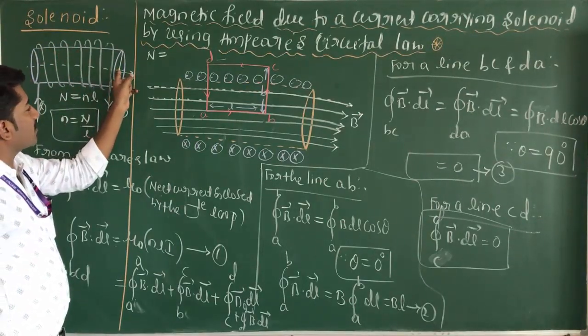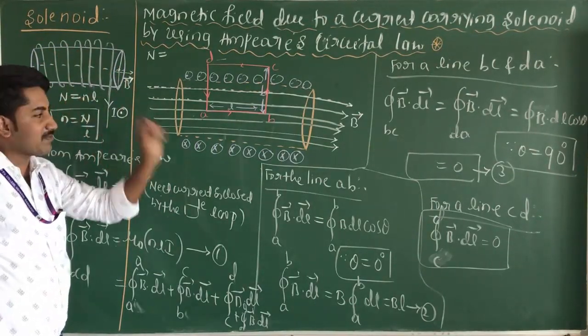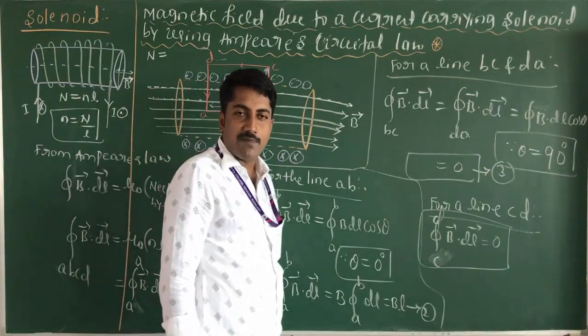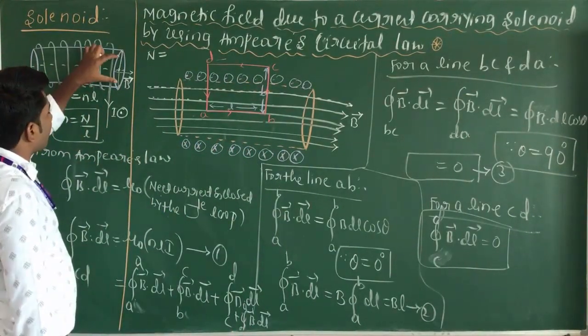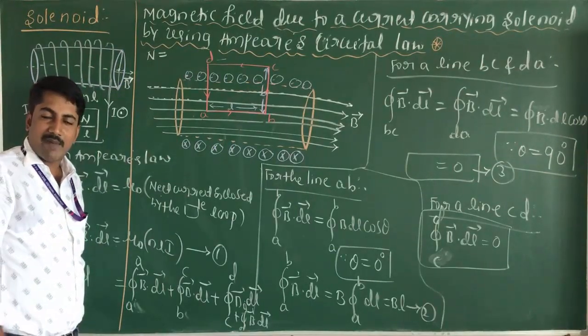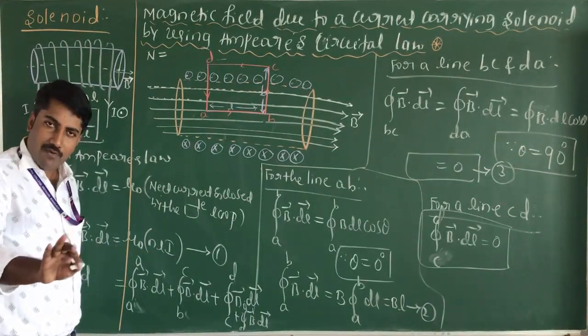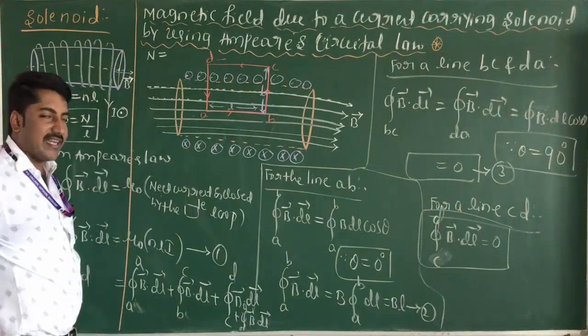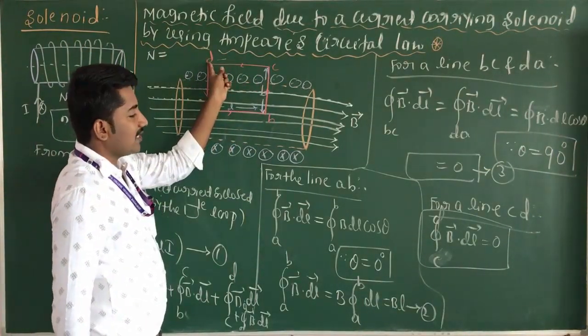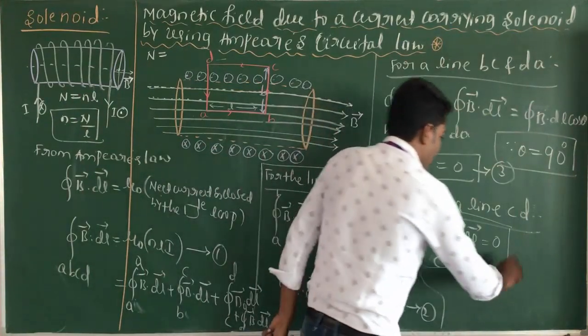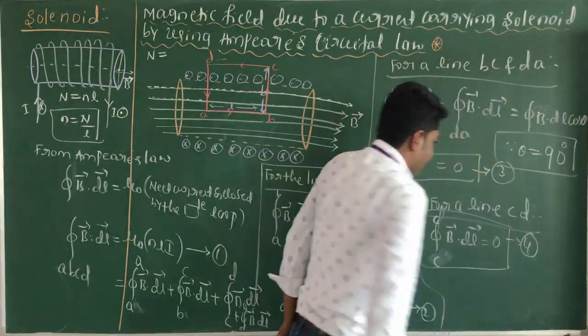At the center of the solenoid, the magnetic field is maximum, and along its axis it is uniform. At the end of the solenoid, the magnetic field is present but non-uniform. Outside the solenoid, the magnetic field is 0, and this is the reason that from C to D again the magnetic field is 0. This is equation number 4.